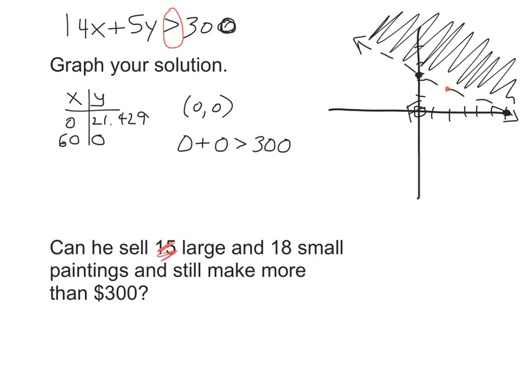Let's try another one. What if I said, can he sell 10 of each and still make more than $300? That one might make more sense to you. So where is 10 large and 10 small? Well, 10 on the x-axis and 10 on the y-axis. That's this point right here. Is that good enough to make $300? Or more than $300, I should say? No, it is not. So that would be no.